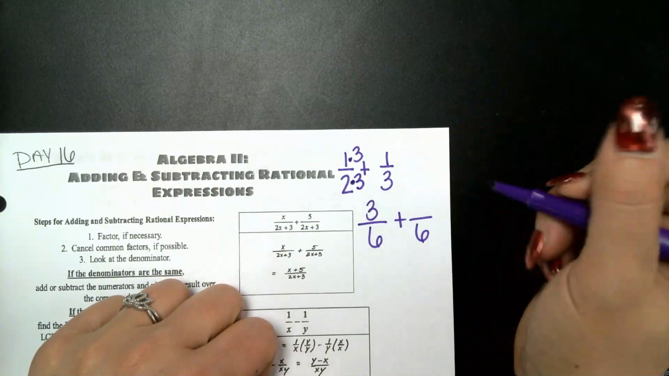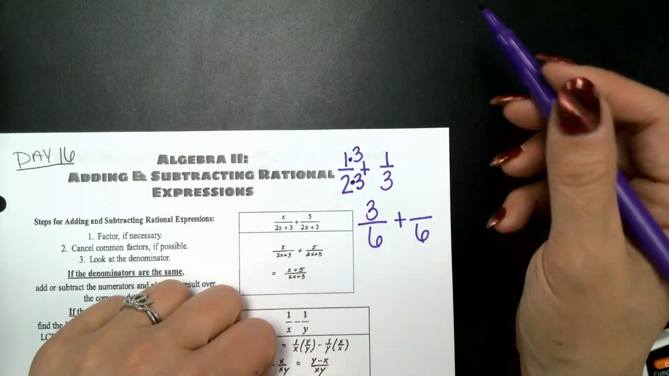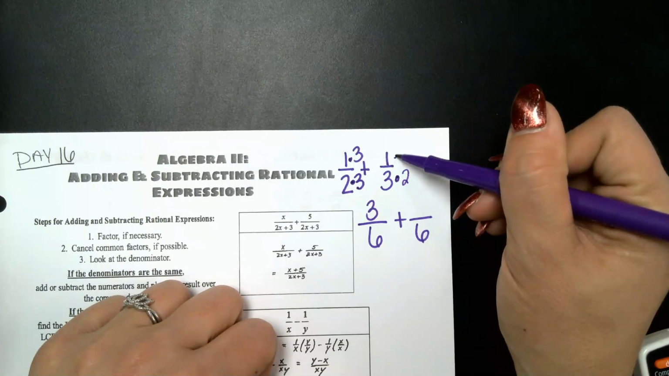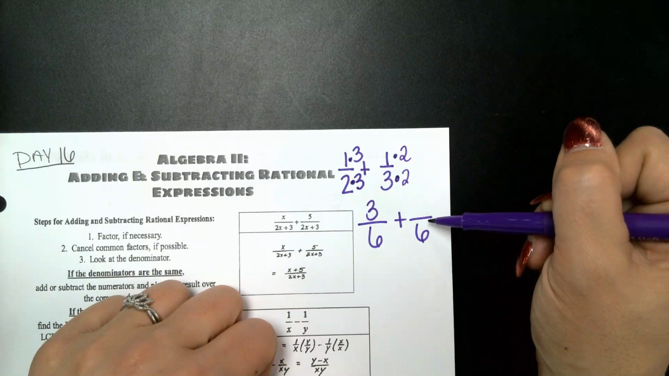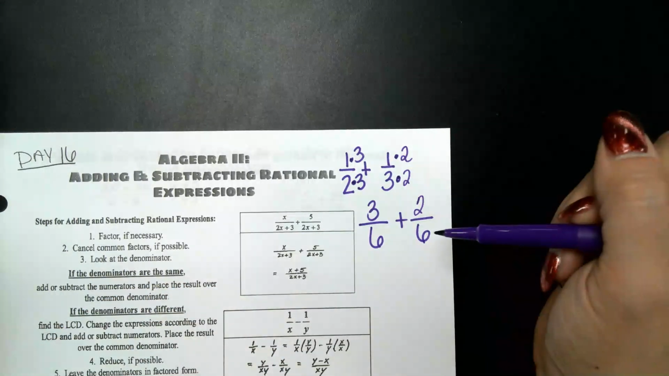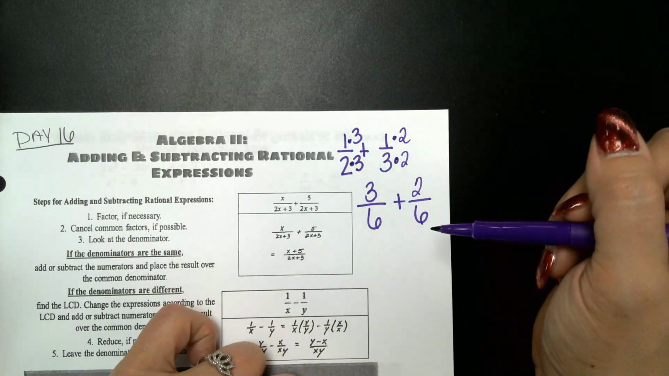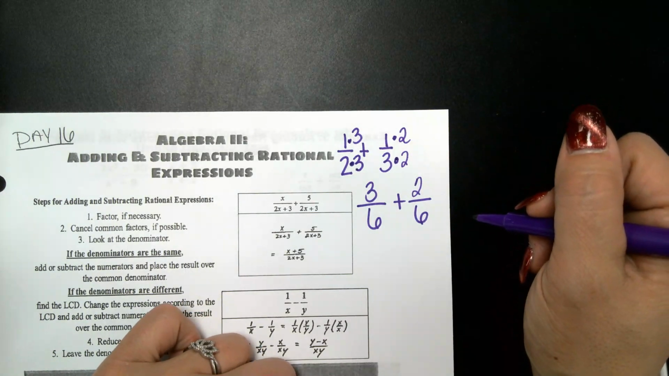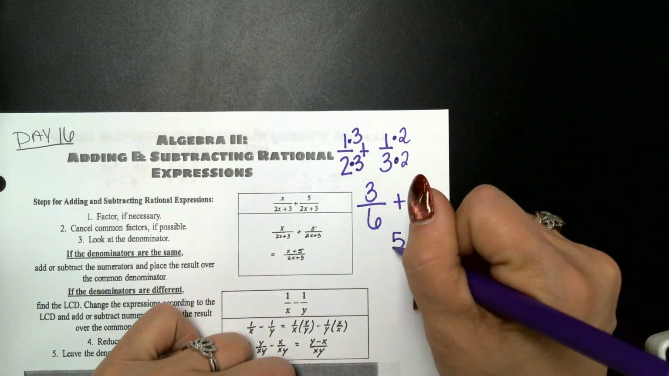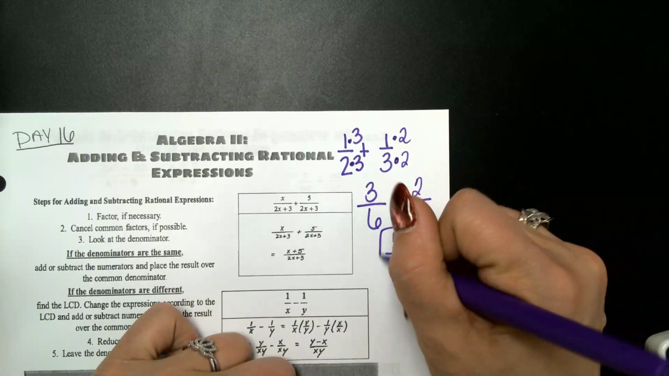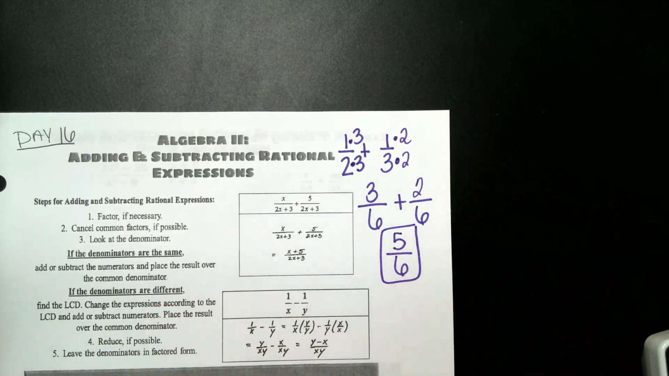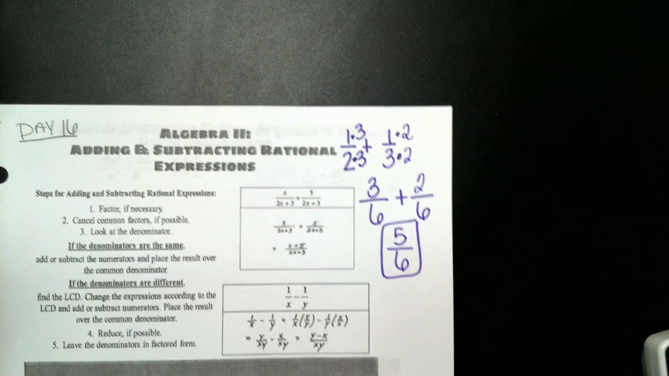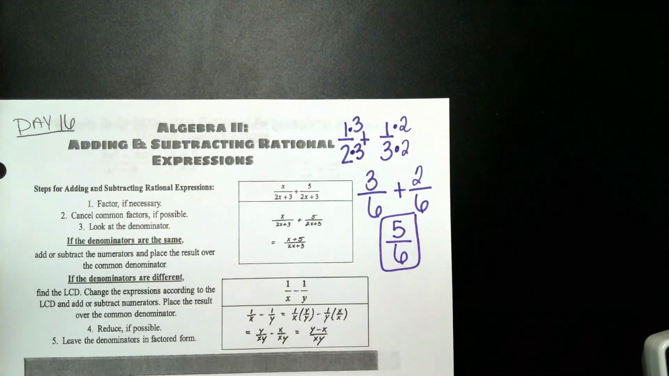So then the top would have become 3. And then what did you multiply this 3 by to turn it into a 6? So we would have multiplied the top by 2, which would be 2. Then you could have added your numerators. So 3 plus 2, 5, and then you kept the denominator the same. That was the process you did in like 5th grade when you first learned how to add and subtract fractions.